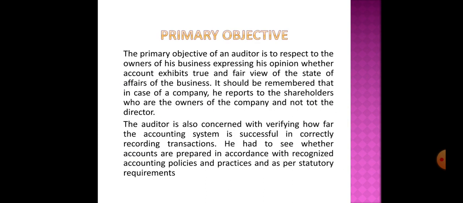Primary objectives. The primary objective of an auditor is to report to the owners of the business, expressing his opinion whether the accounts exhibit a true and fair view of the state of affairs of the business. It should be remembered that in the case of a company, he reports to the shareholders, who are the owners of the company, and not to the directors.